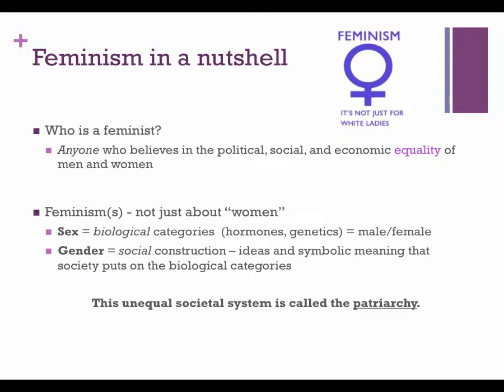It's important to understand the difference between sex and gender. Sex is membership in a biological category, usually one of two. It's basically hormones, your reproductive or sex organs, your genetic makeup. It's checking a box at the doctor's office, right? But gender is social. It's this set of ideas and symbolic meaning that society has put on the biological categories of male and female. So because you are a woman, you're expected to act like this, or because you are a man, you're expected to act like that. And these are called gender roles.